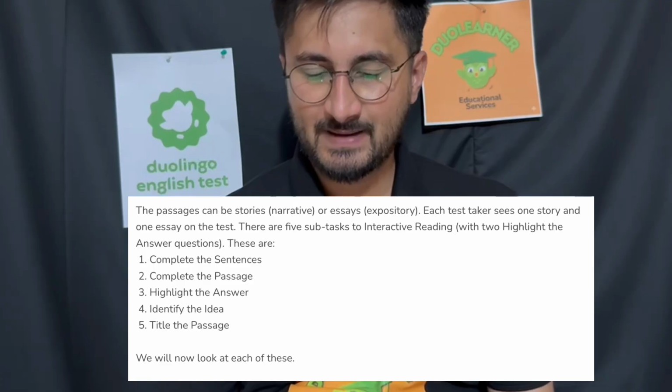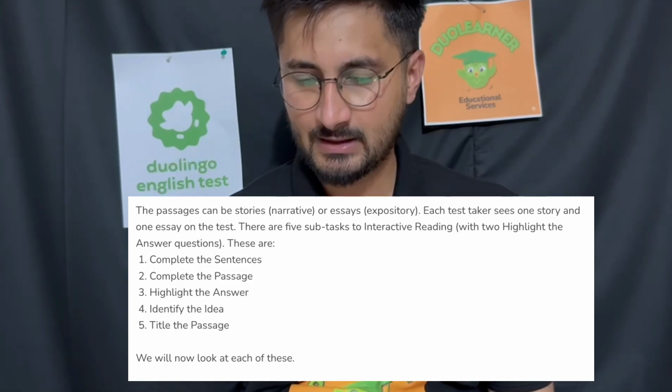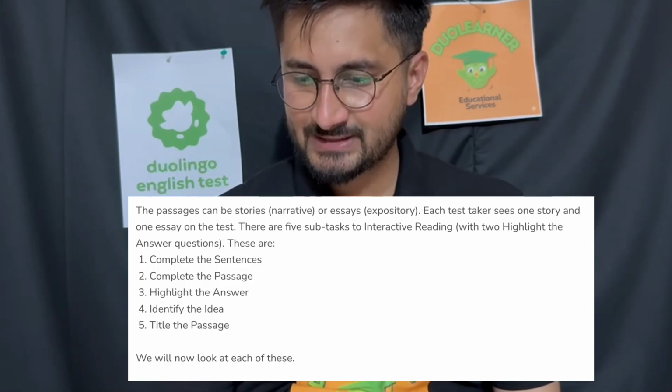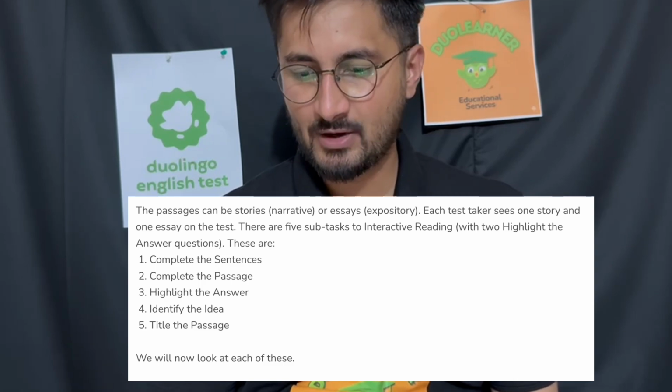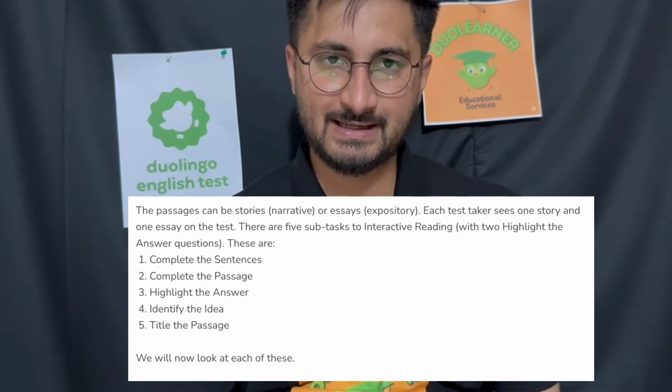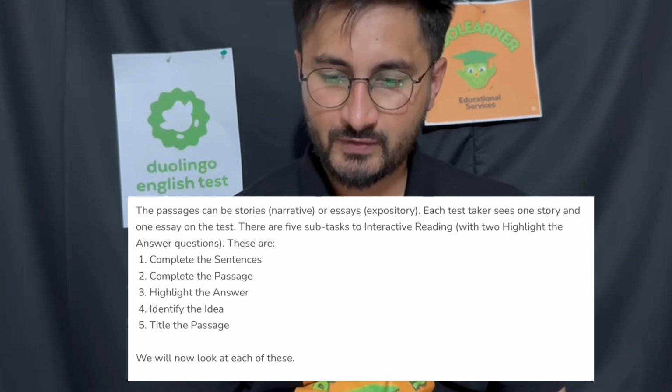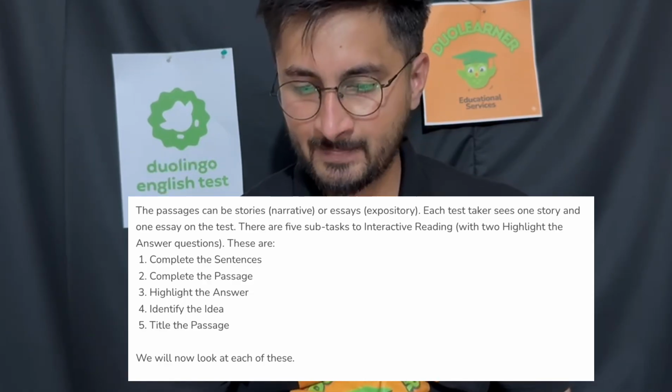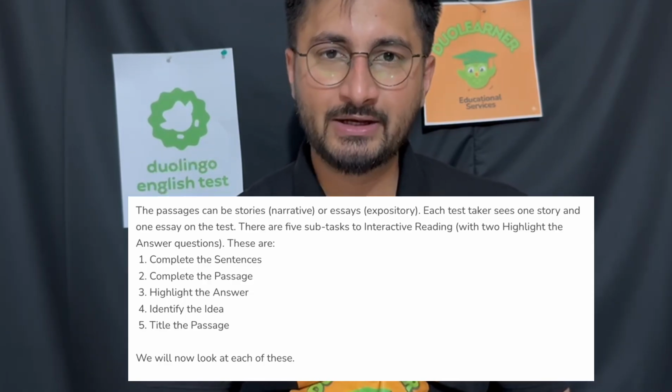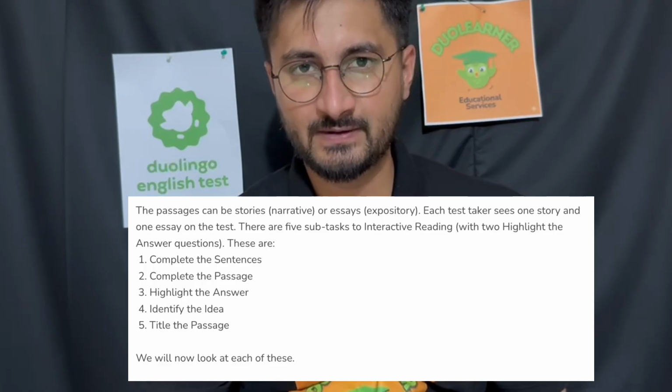Basically, the passage can be stories, narratives, or essays. Each test taker sees one story and one essay on the test, and there are 5 subtasks in the interactive reading section. The first task is complete the sentences. I will show you on my screen how you can complete this task with effective tips and tricks.